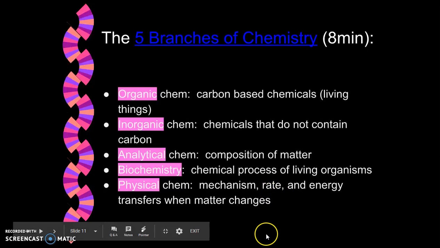Biochem is the chemical processes of living organisms, so what chemicals make life possible. And then physical chem, studying the mechanism, the rate, and the energy transfers when matter changes. A lot of that relates to physics, so that's where physics and chemistry would overlap.